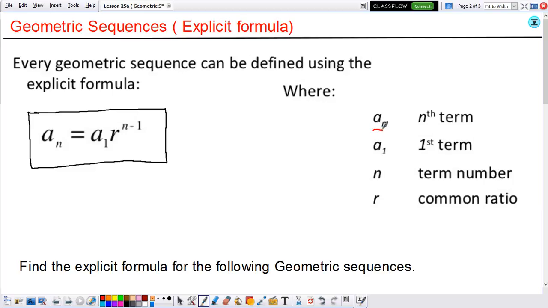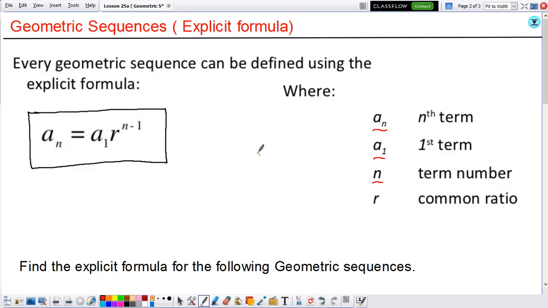An, we talked about that An is the nth term. A1, we talked about that A1 was the first term. Now here's a new variable. N is the term number. And this term number is basically the term that you're looking at. If you want to find the 20th term, N is going to hold the value of 20. If you want to find the 50th term, then N is going to hold the value of 50. So N, you can think about it as your target. What is it that you're looking for?